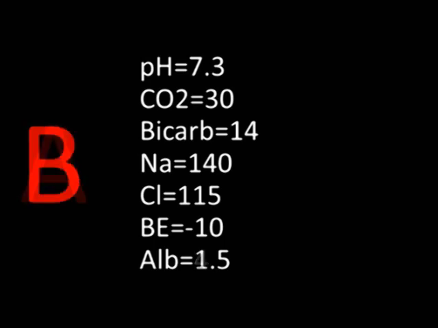But then we look at patient B, who had those same initial numbers. His albumin's 1.5, which means that when we actually calculate the SID and put it into that base excess, there's actually a whole bunch of extra we weren't looking at.